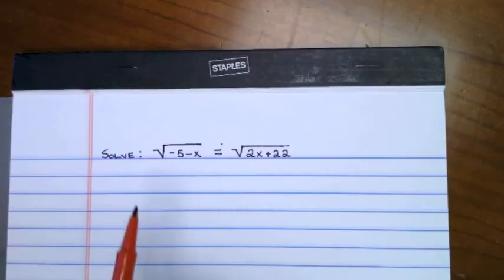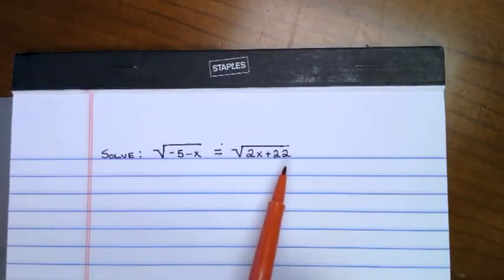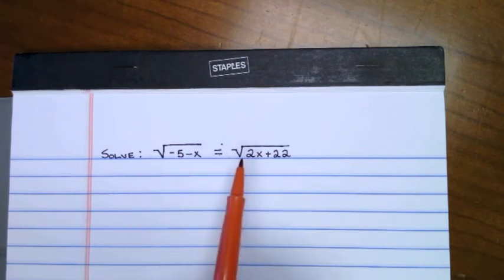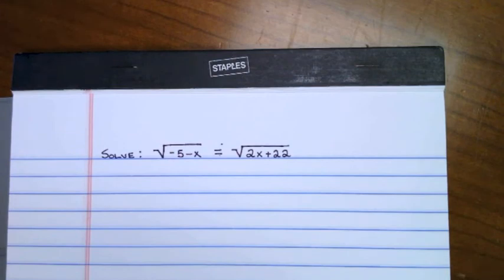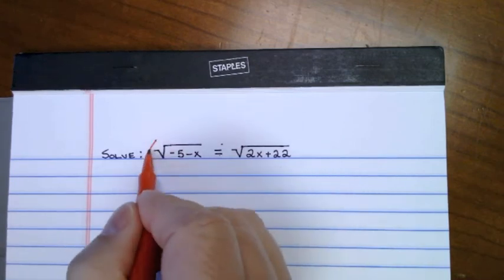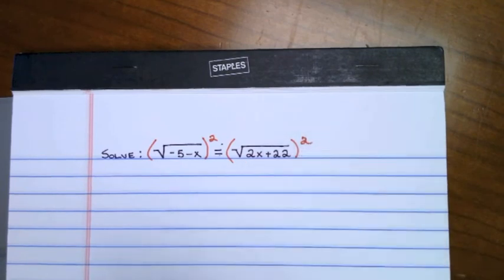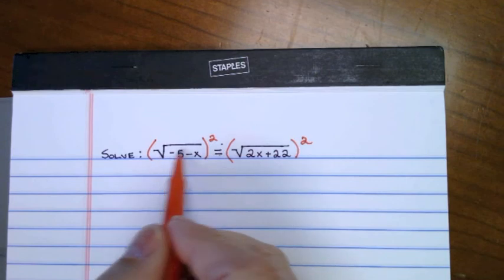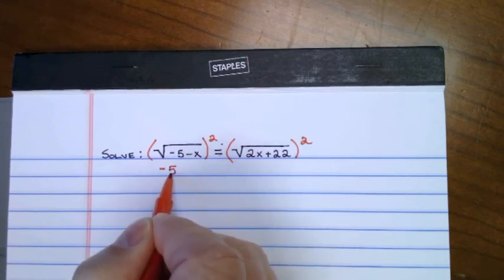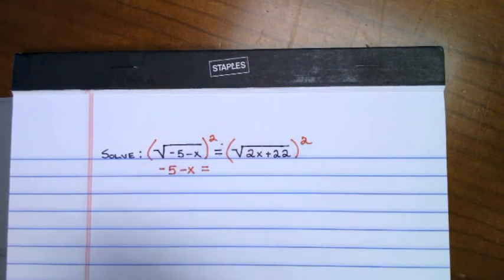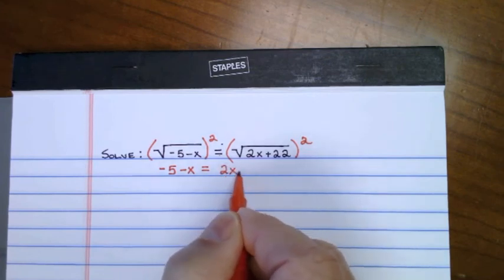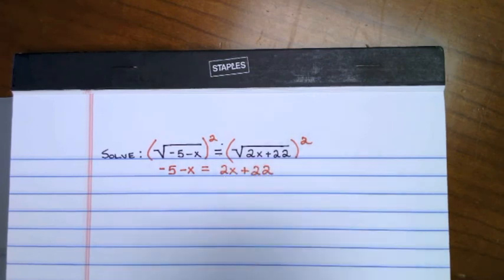Next example. I have two square root symbols. Again, I need to get rid of numbers that are on the outside. There are no numbers on the outside of these square root symbols. How do I get rid of these square root symbols? I square it. So I'm going to square both sides, and it's going to get rid of both of those square root symbols. Squaring this, you're just left with what was up under the radical symbol. Squaring this, you're going to be left with what was up under the radical symbol.